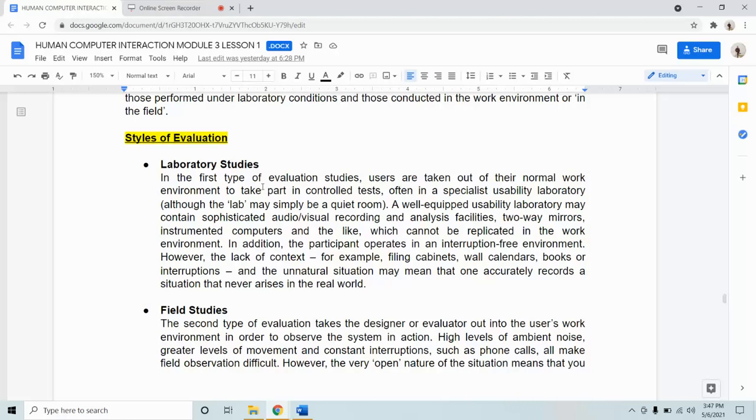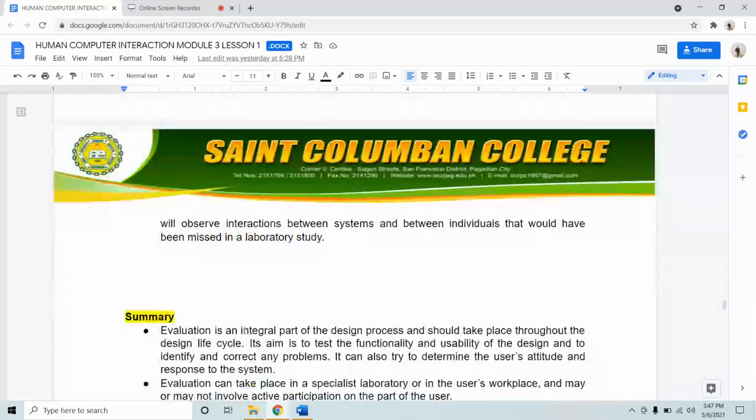And ang mo-qualify na niyang style of evaluation is ang field studies. Ang sa field studies, naa siya sa gawas. Ang downside po, kay daghang mga noises, mga interruptions, possibly. Hindi, kaya naman siya sa gawas. Okay?